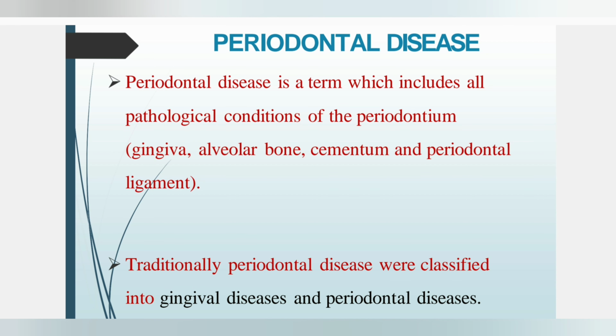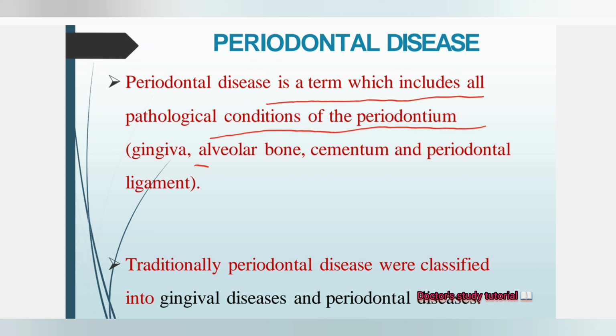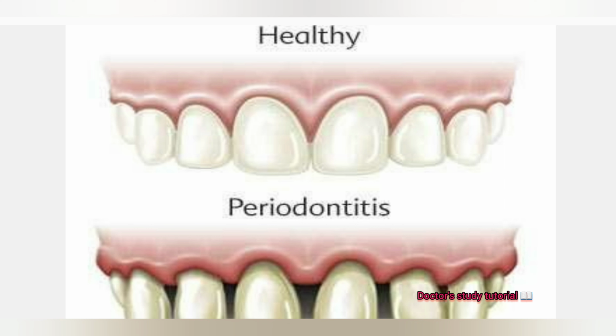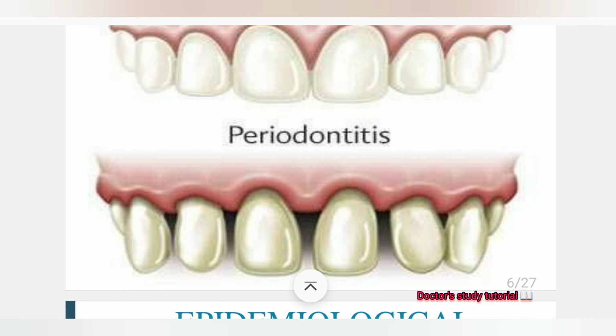Another important question is what is periodontal disease? Periodontal disease is a term which includes all the pathological conditions of the periodontium: gingiva, alveolar bone, cementum and periodontal ligament. These are the elements of periodontium. Traditionally, periodontal diseases are classified into gingival disease and periodontal disease. Here is the picture of healthy teeth and periodontitis.